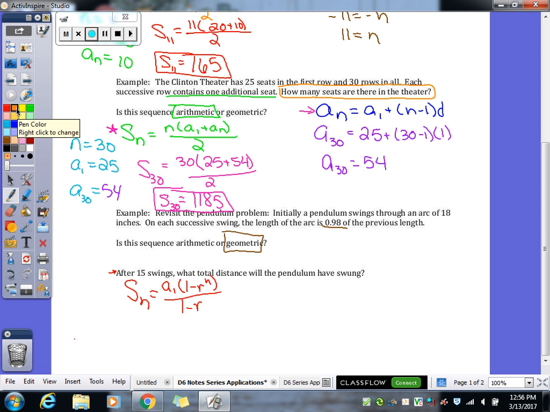So let's figure out what we know, see what we need to find. What is our n? Our n would be 15 because there's 15 swings to the pendulum. What is our a sub 1? What is the length of the first swing? 18. And our r, what are we multiplying times each time? 0.98. Do we need to know anything else for our formula? Nope. We know everything. So you just got to remember, for your geometric series, you don't need to know what the last number is. Only what the first one is.